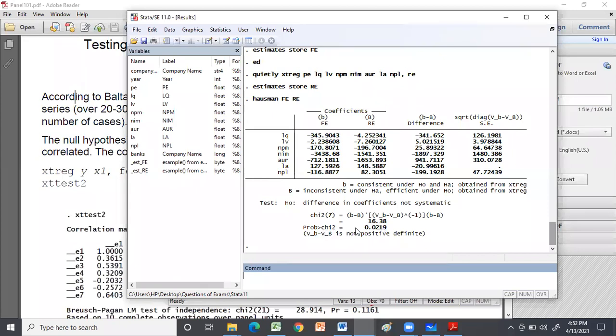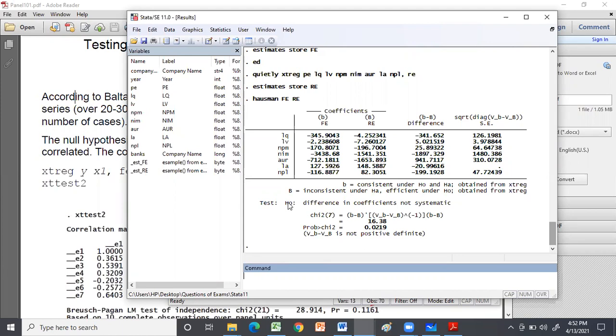Okay, now what is the output we have after running the Hausman test? Just look at the chi-square value, 16.38, and the p-value of the chi-square test is 0.0219, which is actually what? Less than 0.05, or 5%. It means what? Your null hypothesis has been rejected.